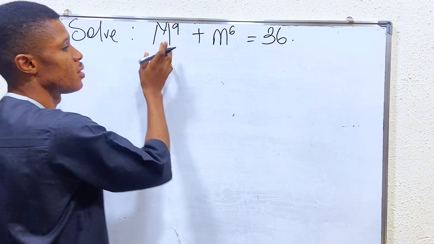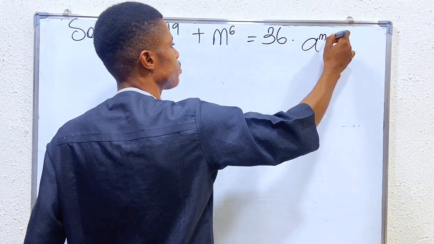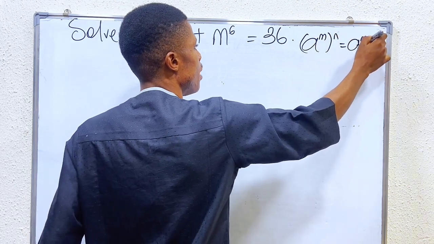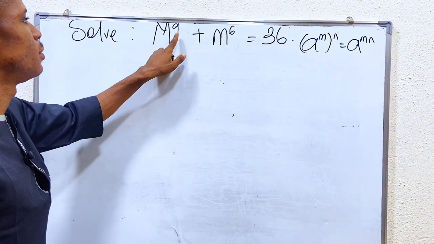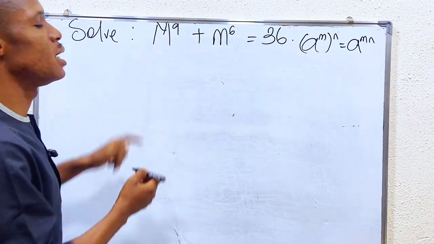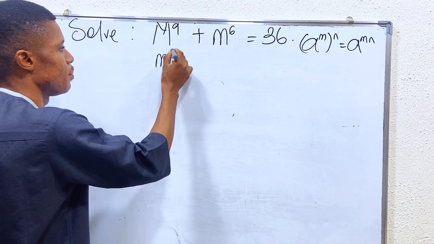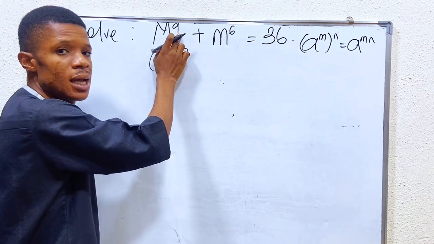Recall that from the laws of exponent we have that a to the power of m raised to power n is equal to a to the power of mn, right? So we can now write m to the power of 9 in powers of 3. That means m to the power of 3 raised to power 3, because 3 times 3 is still giving 9.